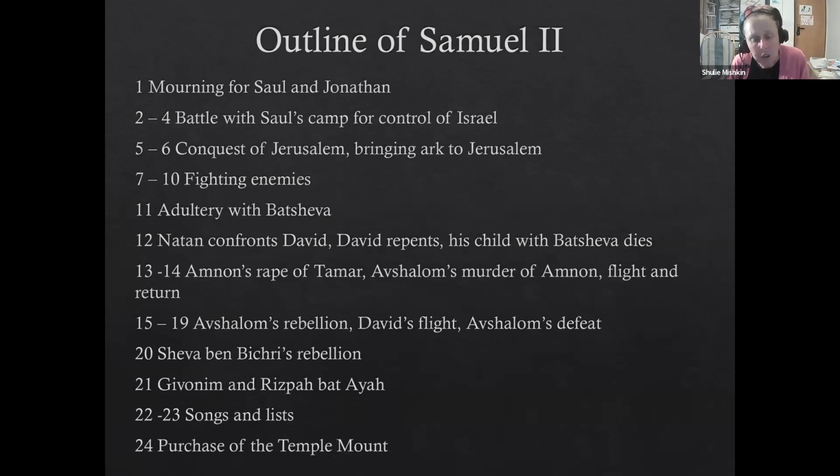So you have the kind of cascading events of his children. You know, he has a lot of wives, so he has a lot of, what's the word? Half brothers and sisters, right? So you have Amnon who rapes Tamar, and then Avshalom who avenges Tamar's rape by murdering Amnon. He runs away. He's brought back. He rebels against David, and David has to run away, run for his life, right?